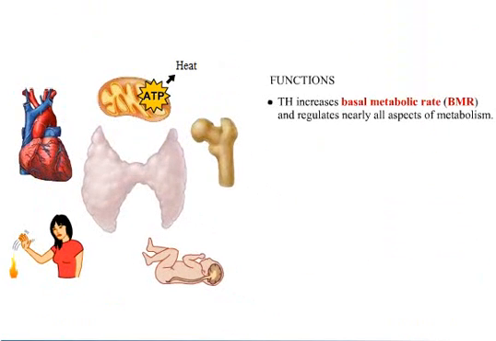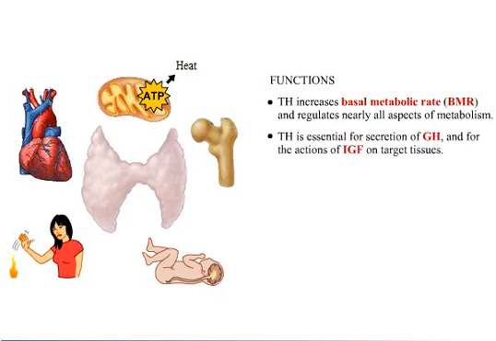Thyroid hormone is the most important factor controlling basal metabolic rate. It increases BMR, increasing oxygen consumption and heat production. Thyroid hormone is the main regulator of metabolism. It increases carbohydrate use, is necessary for lipogenesis, amplifies fat mobilization, and increases both synthesis and breakdown of protein.